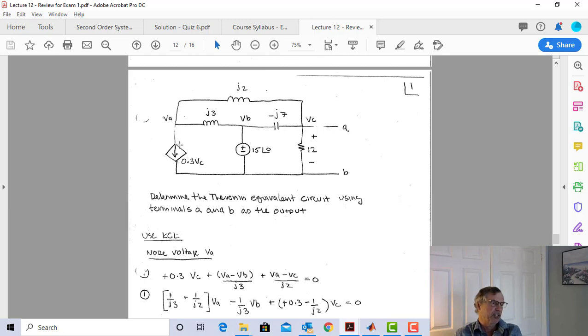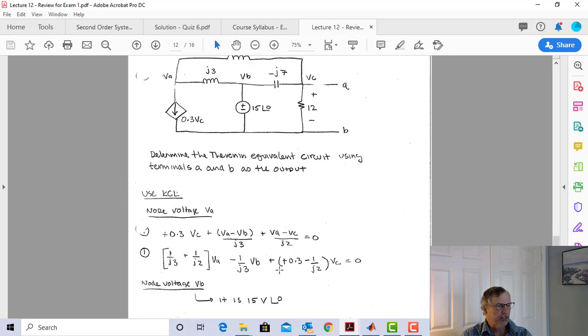So it's just a current in my KCL equation, and it's leaving the node. So I'm going to say it's positive, and it's just 0.3 times VC, which is cool because it looks like everything else in this formula. It just happened to be a dependent source. So 0.3 times VC plus (VA minus VB) divided by J3 plus (VA minus VC) divided by J2 equals 0. Beautiful equation for VA.